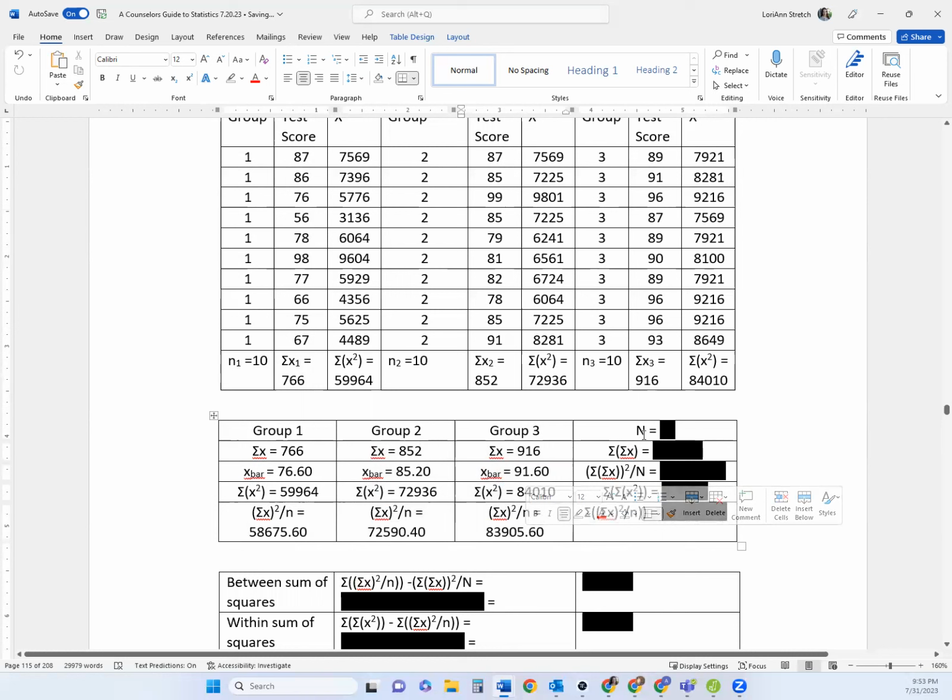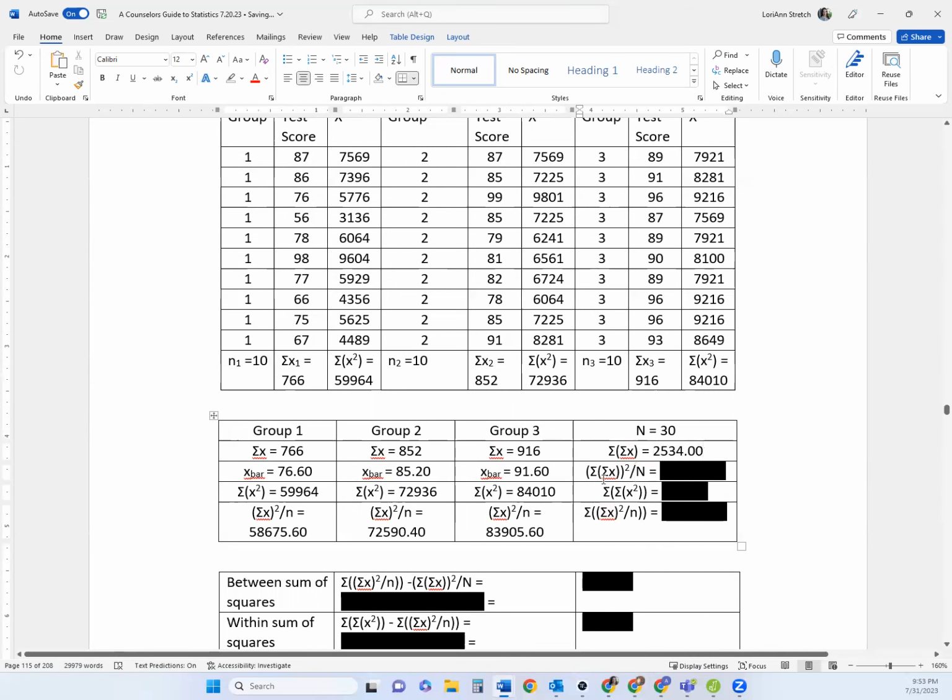Now, this capital N here means it's the total of the groups, because my whole population is these 3 samples. So when I do my total, that's going to be 30, right? 10 plus 10 plus 10. Now I'm going to take the summation of X, which is this row right here. So I'm going to sum up these. I'm going to add them up.